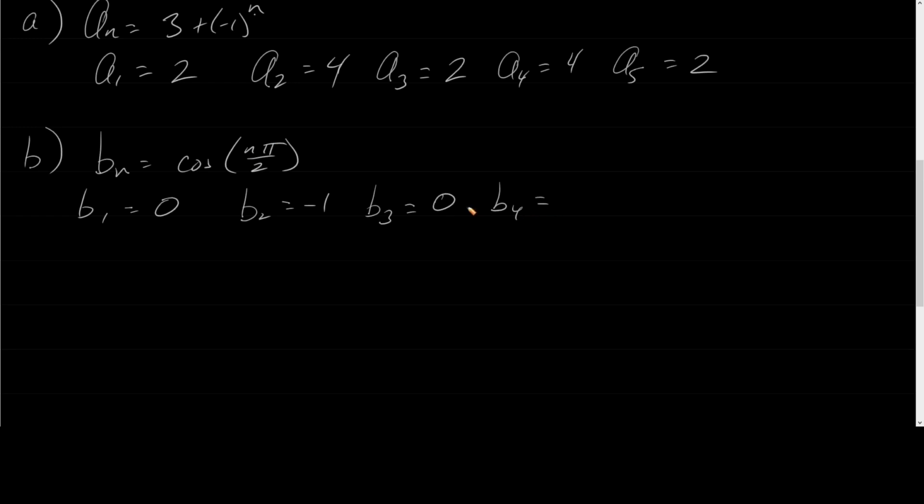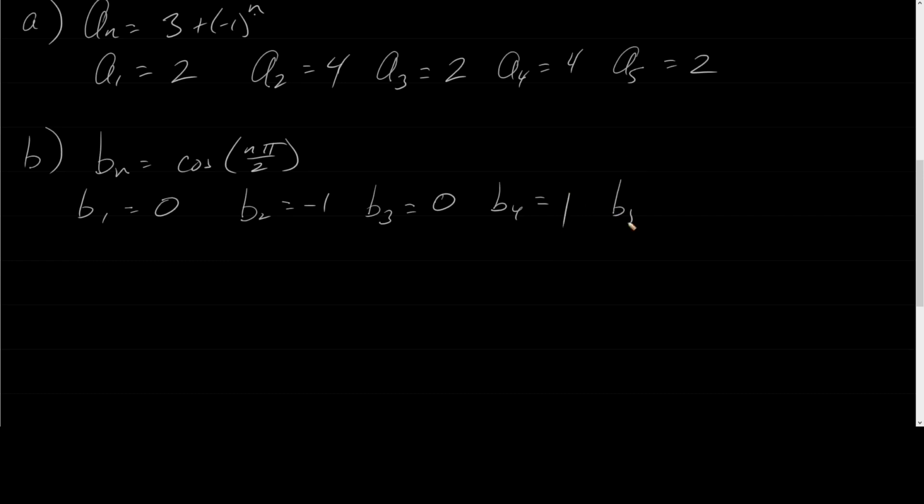B sub 4, plug in 4. So I have cosine of 4 pi over 2. 4 pi over 2 is the same thing as saying 2 pi. So cosine of 2 pi is the same thing as cosine of 0, which is, but no, it's not 0. Cosine of 0 is 1. There we go.